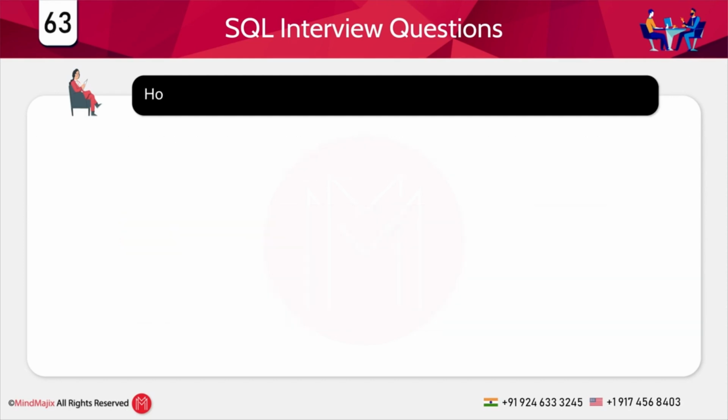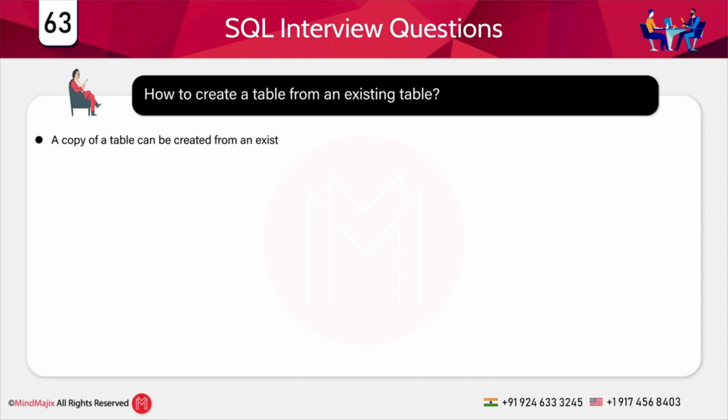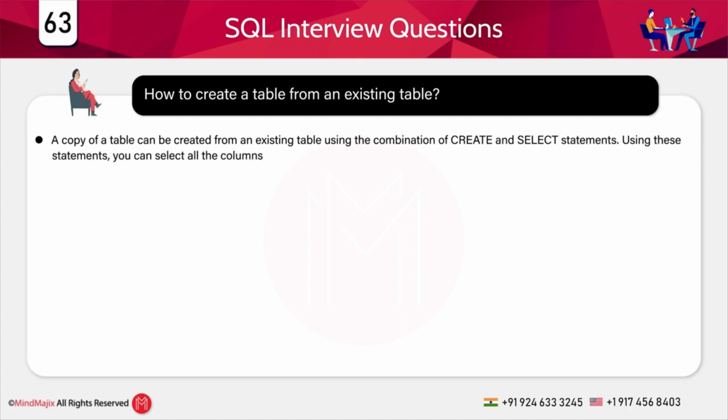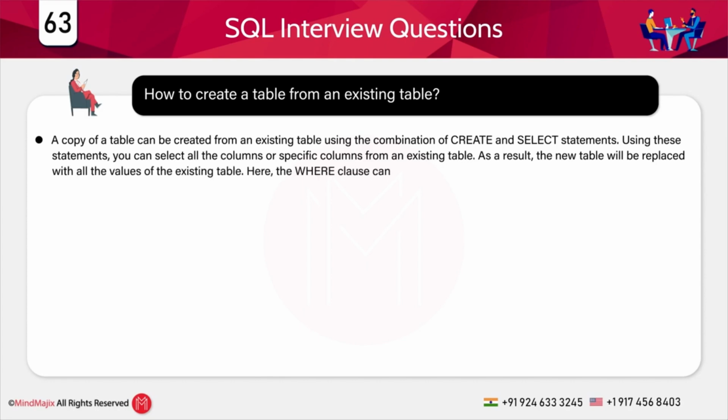The next question is how to create a table from an existing table. This is another scenario based question, and here the interviewer wants to know whether you have hands-on experience using SQL. A copy of a table can be created from an existing table using a combination of create and select statements. Using these statements, you can select all the columns or specific columns from an existing table. As a result, the new table will be populated with all of the values of the existing table. Here the where clause can select specific rows from the table.